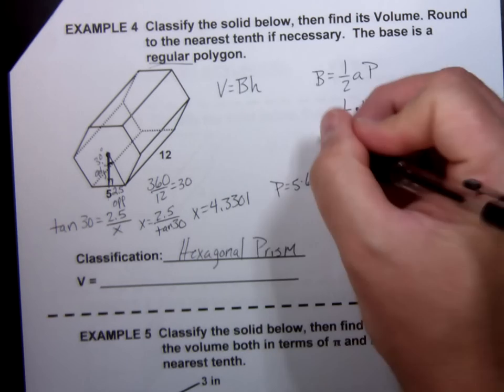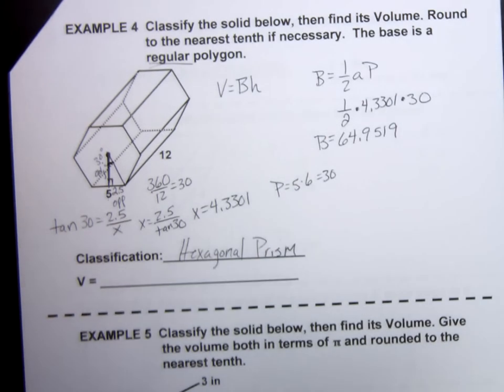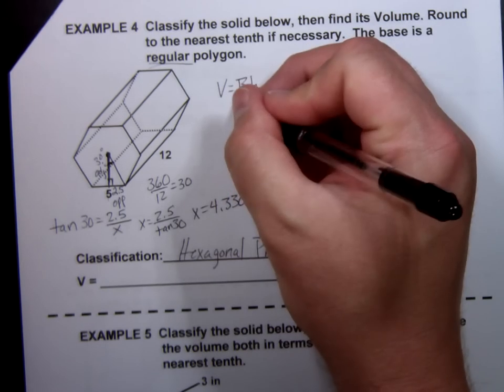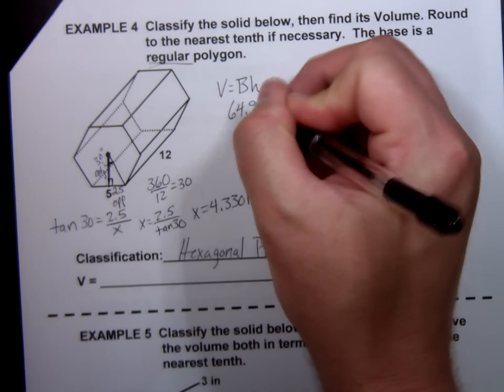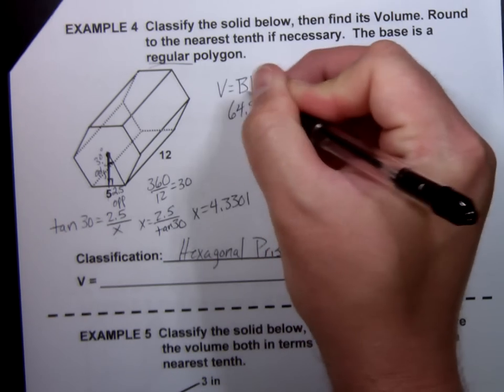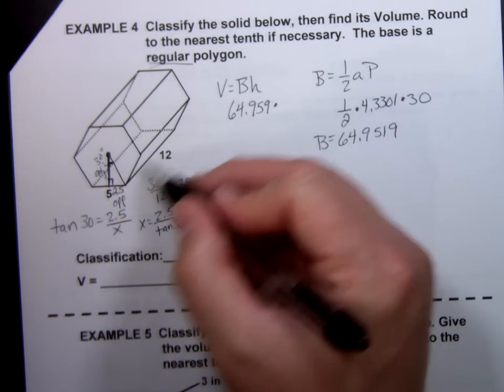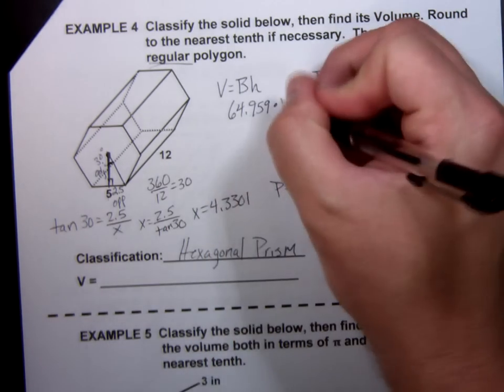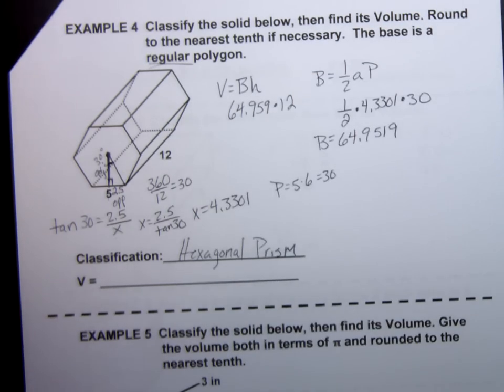So there's the area of the base. And that was the majority of the work right there. I can take the area of the base and multiply it times the height. And the height of the prism is 12. Remember, the height will connect from one base to the other. The height is 12. So I'll multiply by 12.